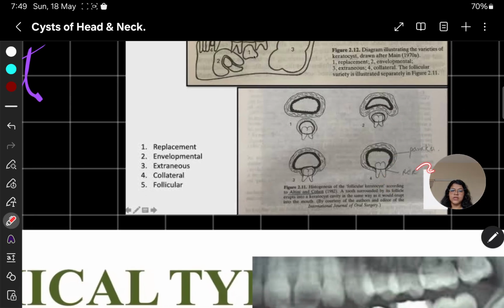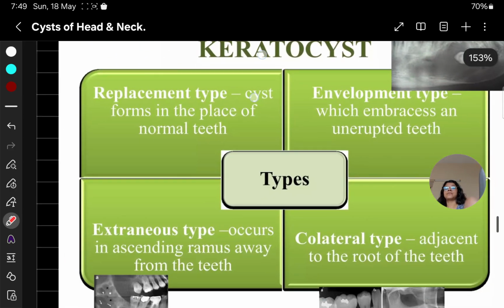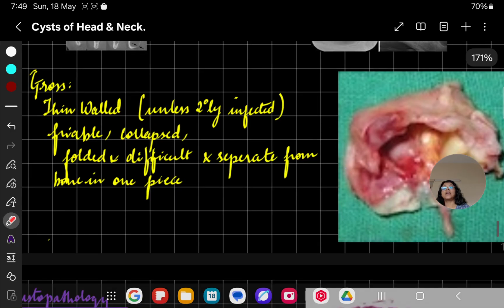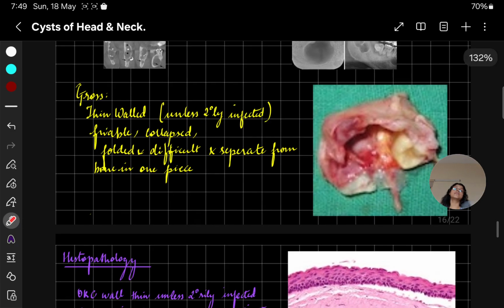So this is a follicular, in which there is cystic degeneration, which is combining with the enamel organ, forming this cyst. Now we come to the gross. It is thin walled, and unless it is secondarily infected, it's friable and gets collapsed. It's folded and difficult to separate from bone in one piece. So it's friable, so it's very difficult to separate it from the bone.